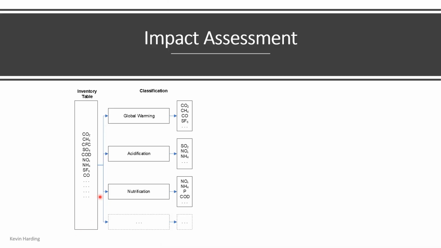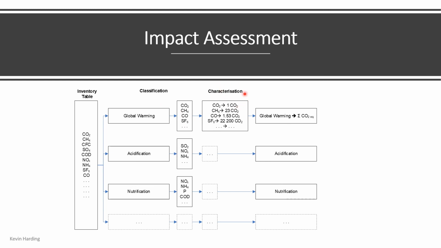Coming back to this in terms of this diagram then. We've already classified and we've said CO2, CH4, SO, and SO4 for classification. The next thing is the characterization. Here we can see what we are actually doing. 1 CO2 is obviously 1 CO2. 1 CH4 by this method is the equivalent of having 23 carbon dioxides. 1 carbon monoxide is the equivalent of 1.53. The big one here is 1 SF6, which is equal to 22,200 CO2s. So we don't want to be emitting SF6. Luckily for us, it is a rather rare chemical, so it's not going to be emitted too much.